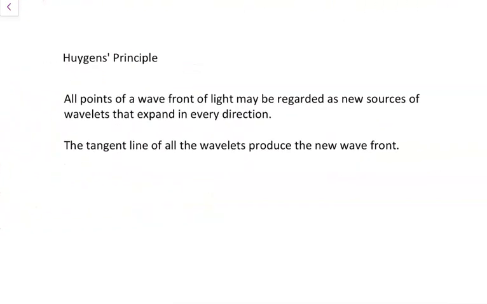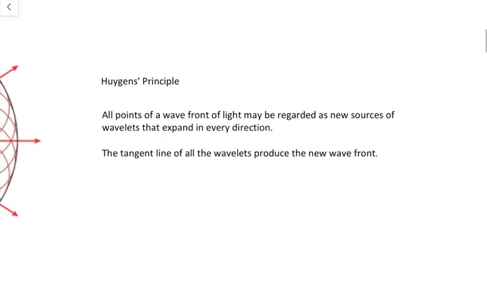All points on a wavefront of light may be regarded as new sources of wavelets that expand in every direction, and the tangent line of all the wavelets produce the new wavefront. Okay, what the heck are wavelets? And what do you mean by this tangent line to the wavelets?